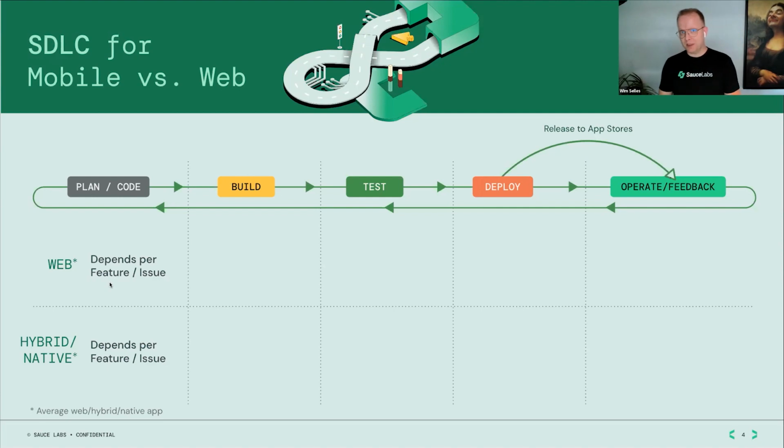If we're talking about building and having the average application for web and for native applications, then you would see that building a web application is pretty fast.